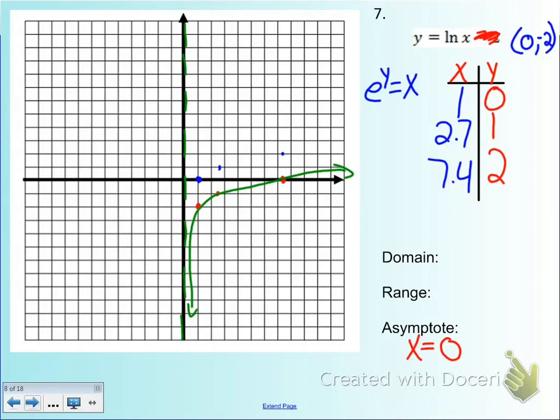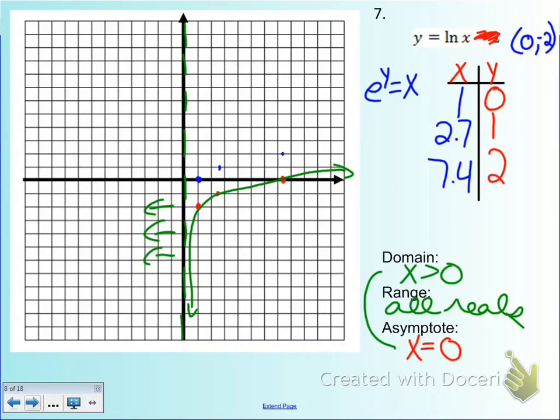Our domain, when we're dealing with logarithms, is going to be tied into our asymptote. So our domain is x is greater than 0, because if you notice, we have no points over here, do we? Those would be all the negative values, so we only have positive values. Our range, we can get anything out of this equation, so our range is all reals.